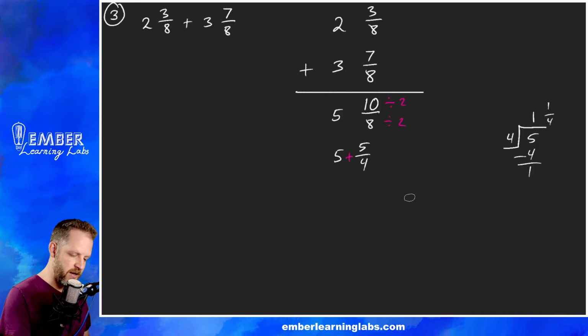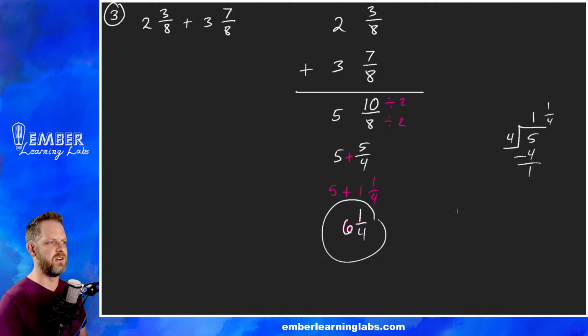And so this is going to be 5 plus 1 and 1/4. So we just add the whole number parts, right? So it's 6 and 1/4. Now we got some sort of fancy answer. That's intentional. We're doing some sort of weird glowy thing. So that's adding when there's mixed numbers.